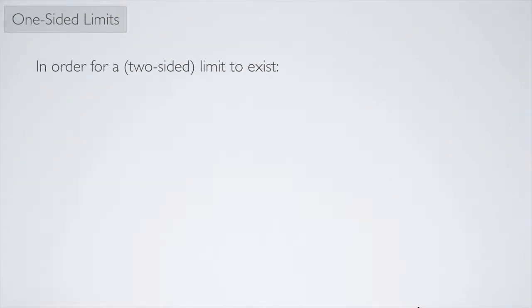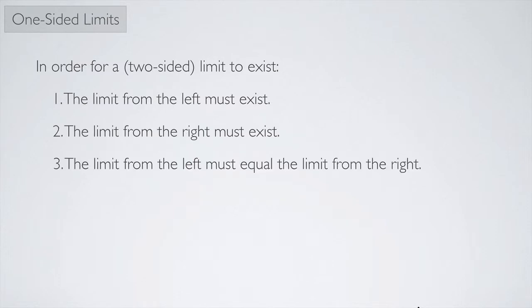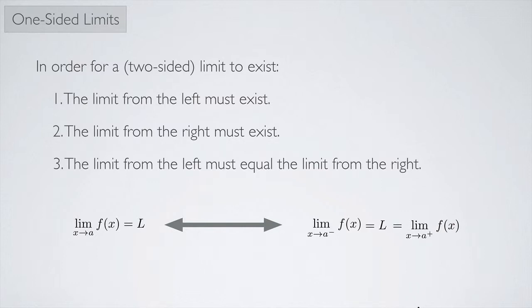In order for a two-sided limit to exist, that's the kind that you normally deal with, the limit from the left must exist, and the limit from the right must exist, and the limit from the left must equal the limit from the right. If these three conditions hold, then the two-sided limit exists. So in other words, the limit as x approaches a of f of x equals L, if and only if the limit as x approaches a from the left of f of x equals L, and that also equals the limit as x approaches a from the right of f of x.